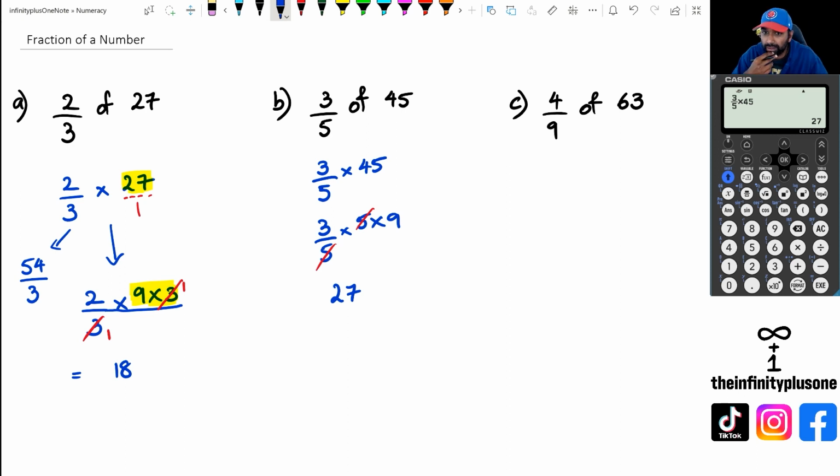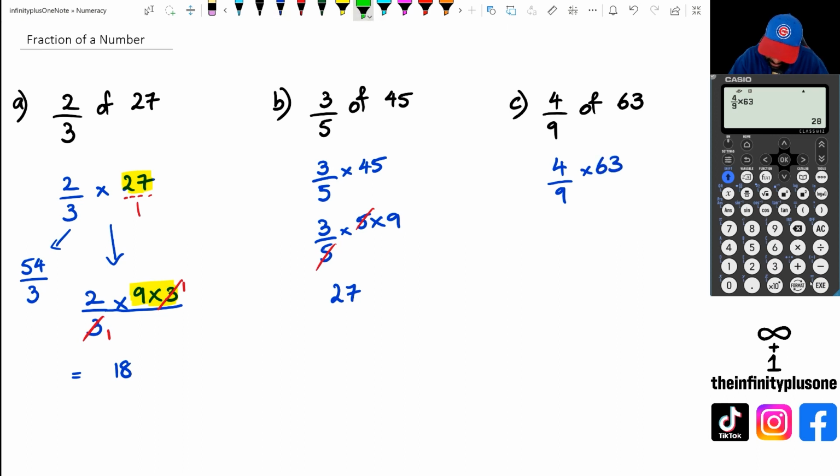Then we're having a look at question C here. So we've got 4/9 of 63. Again, I'm going to put this in the calculator to work out what the answer is. So 4/9 of 63, and that's equal to 28. Let's speed things up a little bit here. So we could have 4/9 times 63.